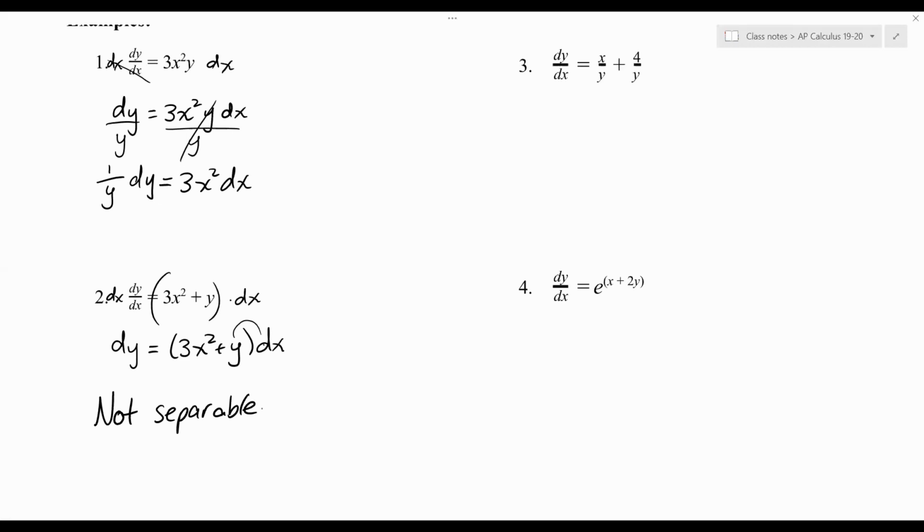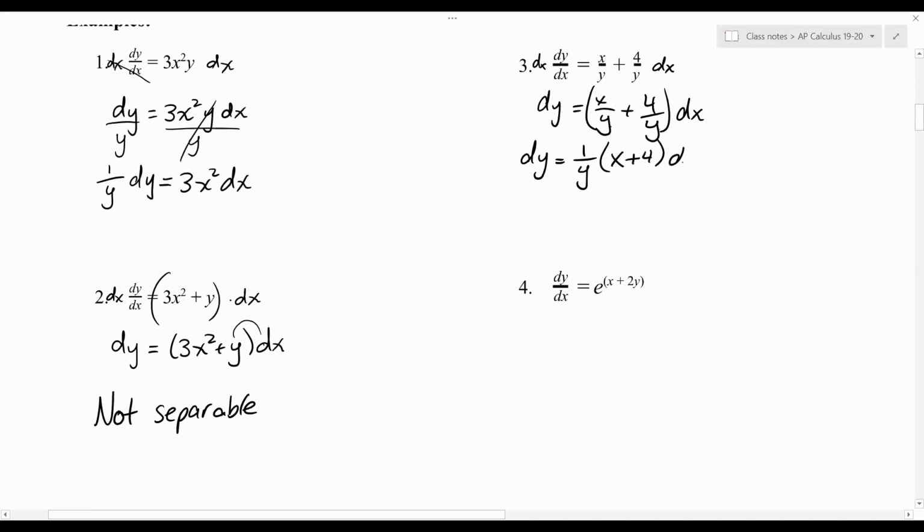Let's do another example. We have dy/dx equals x divided by y plus 4 divided by y. So multiply by dx, we get dy equals x over y, plus 4 over y, dx. Now you might be tempted to say, I have plus here, I can't just get rid of my y. But notice both these terms have y, so we can factor it out. dy equals 1 over y, parentheses x plus 4, dx.